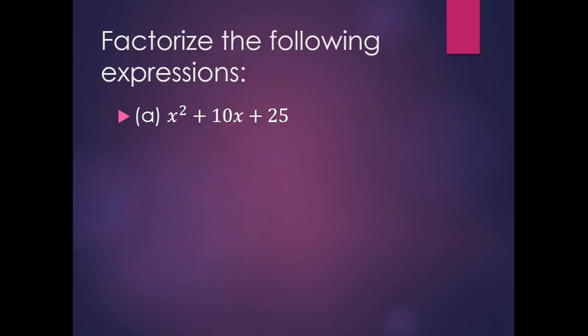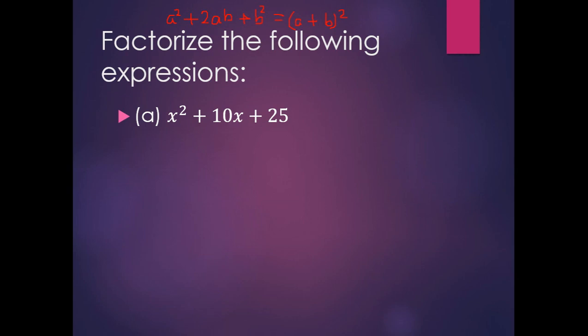Okay, so here the first term is a perfect square, and then the second term we can express in the form of 2ab. If the last term is a perfect square b square, and the given expression can be changed into a square plus 2ab plus b square form, then we can write this as a plus b whole square.